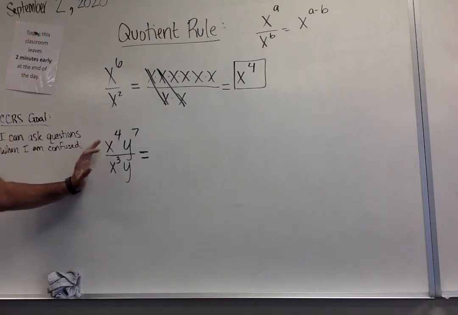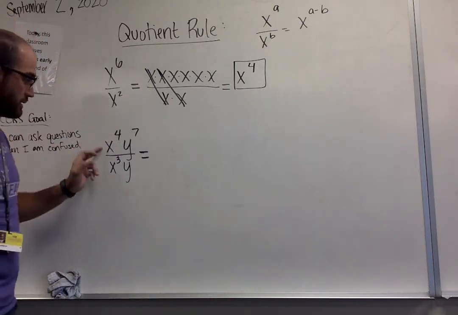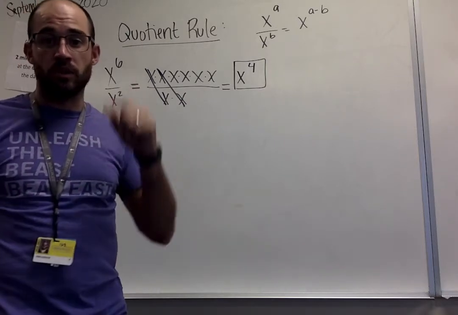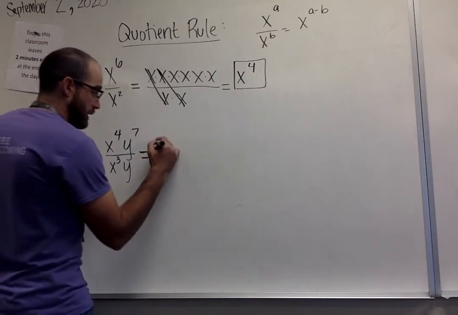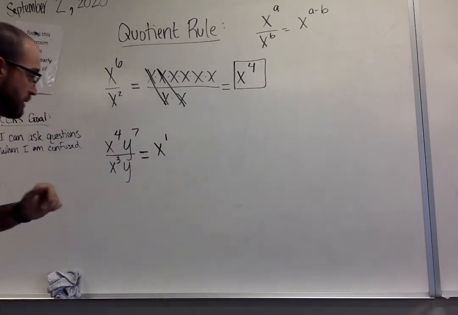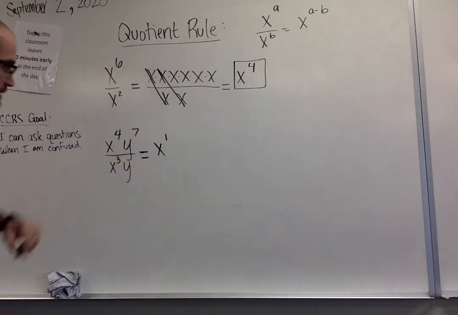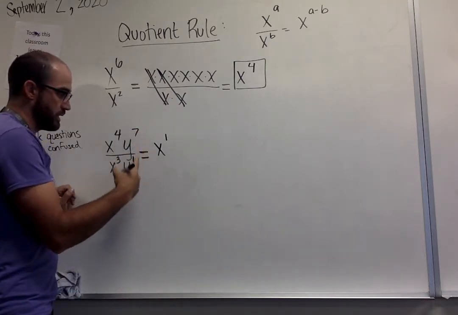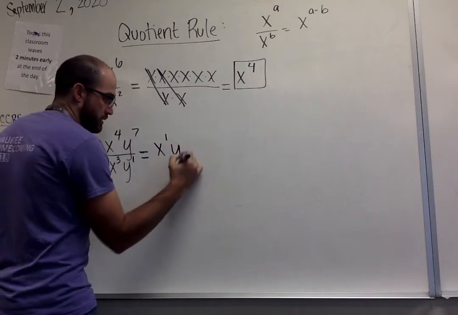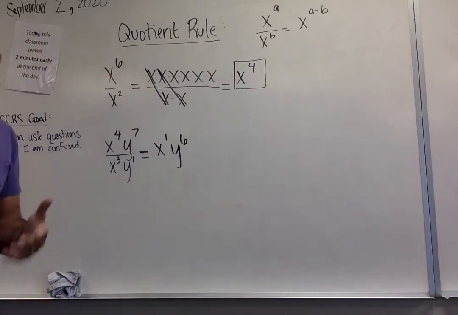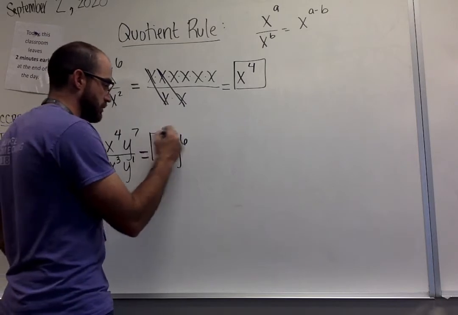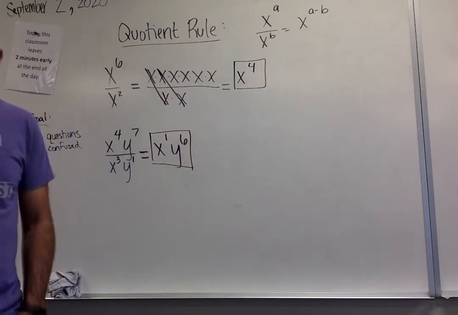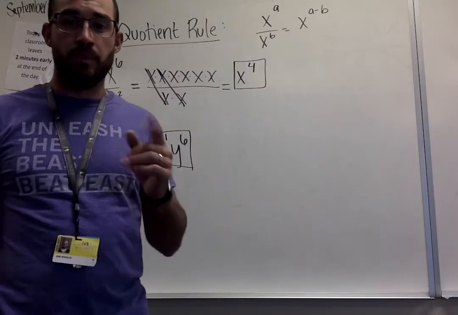So down below, again, looking at the same bases, I'm looking at my x's. They have the same base. I have a 4 and a 3. So all I'm going to do here is take 4 minus 3. So I would have x to the 1st. If I'm looking at my y's, I have a 7 here, and again, if there's no exponent written up above, we just put a 1 up above, so I'd say 7 minus 1 gives me 6, so I'd have y to the 6th. So my solution, or my answer here, is x to the 1st, y to the 6th. Okay? Again, it is just subtraction with the same base.